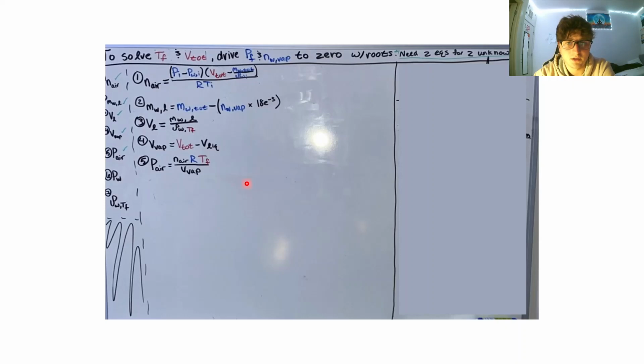First off, I'm taking your suggestion, and what I'm going to do is solve the final temperature and the volume total, duh. But to do this, I'm going to drive two of our knowns to 0 with roots, using these two as the basis of our function, which we are going to create in Collaboratory. And a big thing is we need two equations for the two unknowns. That's the big thing, right?